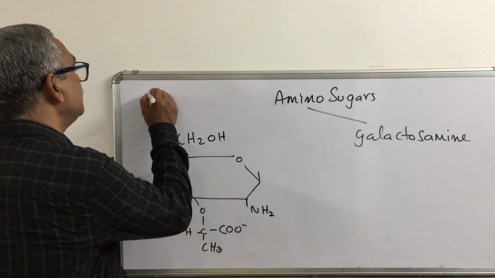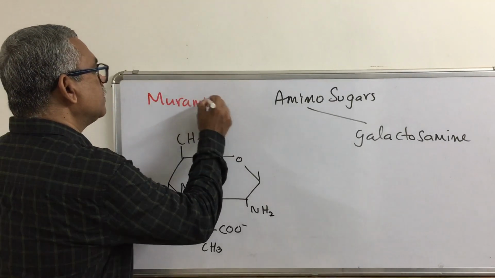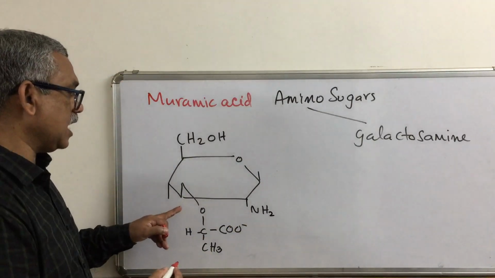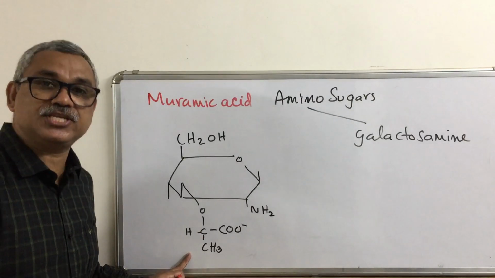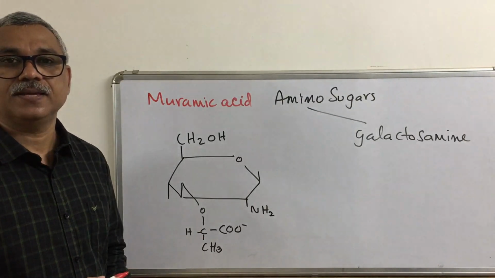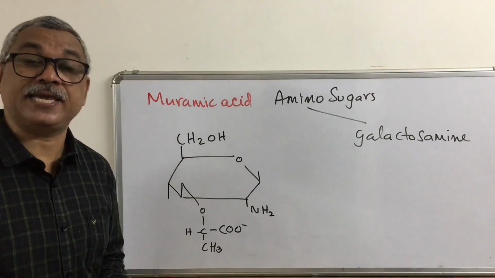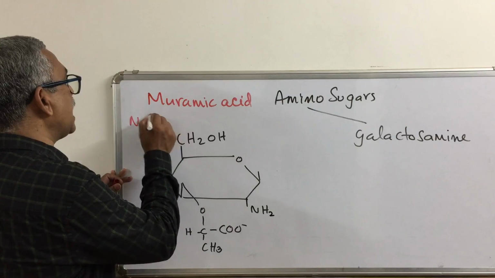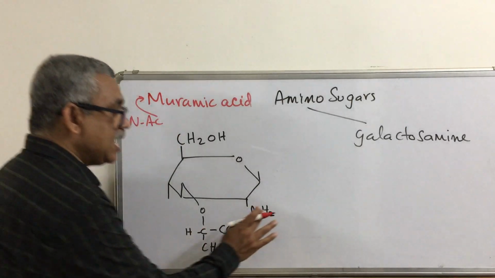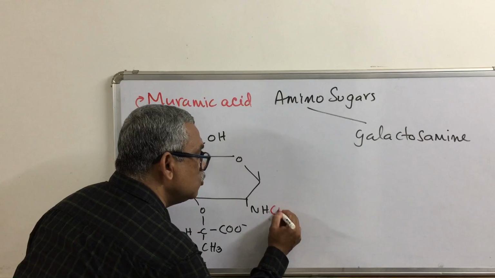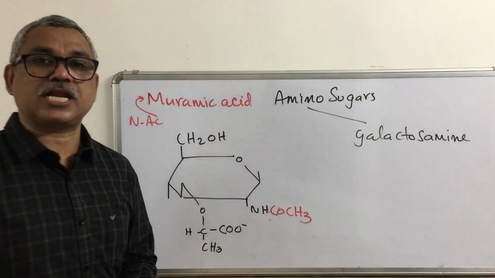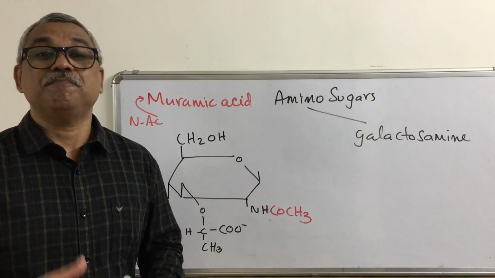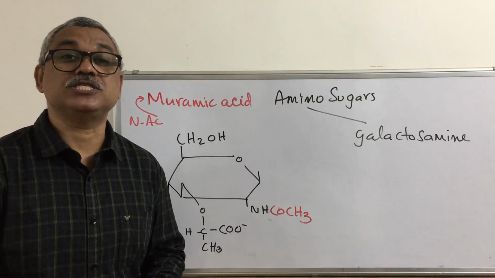Another carbohydrate derivative is muramic acid. So this is the structure of muramic acid. Look at carbon number 3. There is a modification in the structure of muramic acid. Another variation that happens to muramic acid is N-acetyl. N-acetyl is added to muramic acid. That can be done by adding an acetyl group here. So this will be the structure of N-acetyl muramic acid, which is found in the peptidoglycan of gram-positive bacteria.